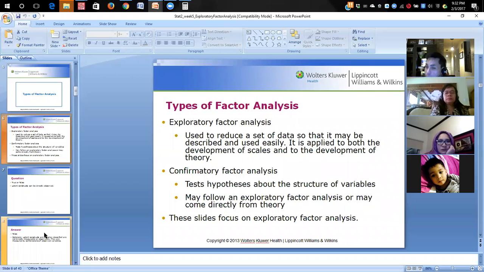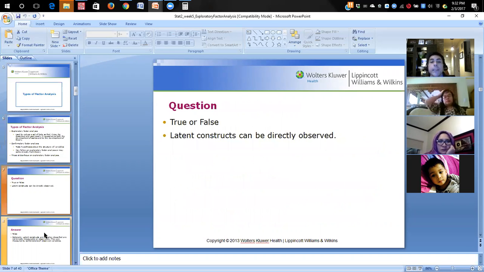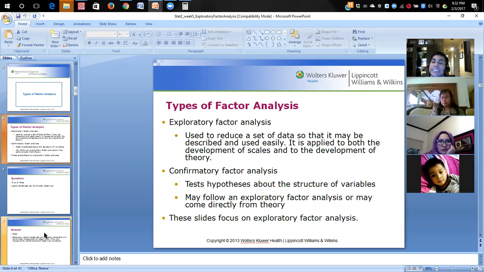And that's why you need to keep thinking, and you need to keep on improving your tool. So item development is just the first step. You have to refine your items, and then during exploratory factor analysis, it tells you if I delete this, what would happen to my Cronbach alpha. Confirmatory factor analysis is already testing the hypothesis of the structures of the theory and all the concepts, all the variables that are in that theory. This may follow an exploratory factor analysis or may come directly from the theory.